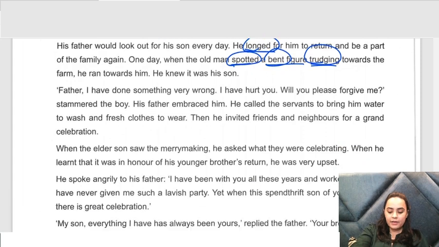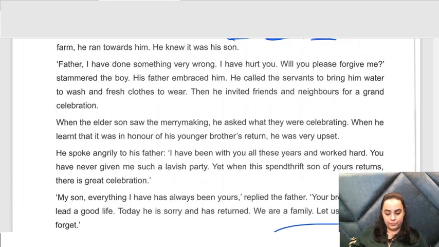Father, I have done something very wrong. I have hurt you. Will you please forgive me? Stammered the boy. His father embraced him. He called the servants to bring him water to wash and fresh clothes to wear. Then he invited friends and neighbors for a grand celebration.